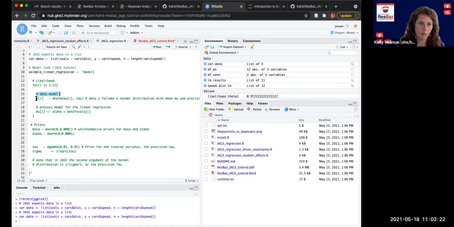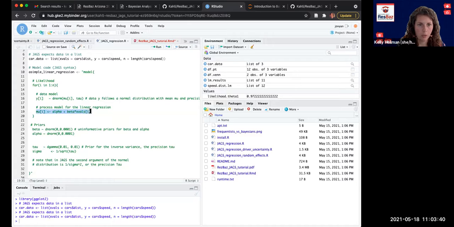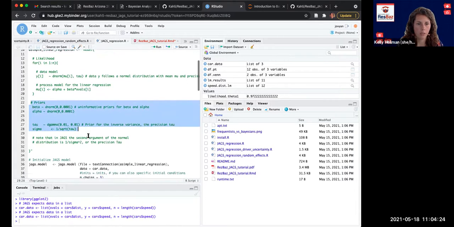And we specify our data model, which is the y i, so the speed of, we'll just say car i, follows a normal distribution with a mean mu and precision tau. And the mu is our process model. So we have mu i, the mean speed, or the true speed for a given car i, is equal to our estimated intercept, the estimated slope, and the data of distance for car i. And then here's where we specify those priors. You'll notice these are outside of the loop. And we have uninformative priors for all these.